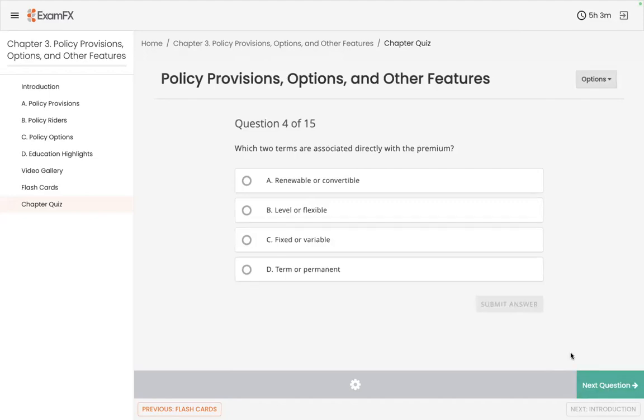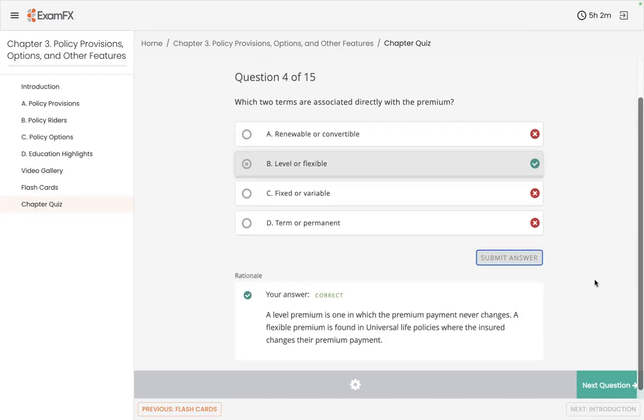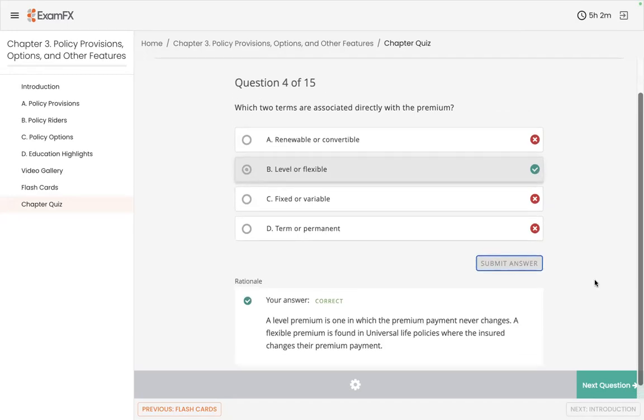The first two terms are associated directly with the premium. Renewable, convertible, level, flexible, fixed, variable, term, or permanent. That one. Level or flexible. Yeah. See, remember earlier when I said I had a question like that and it tripped me up? It was one like this. Yes, level and flexible. Yeah, this one does seem tricky. But just think of this: level term, flexible premium. You see what I mean? Flexible premium, level term.